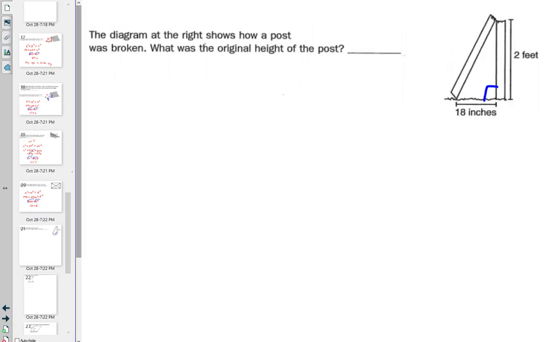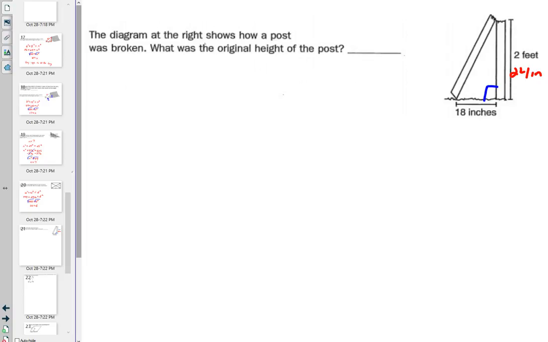Now, they don't tell us what unit they want us to end up in. Is it always easier to go to a smaller unit or a bigger unit? Smaller, yeah, because you end up multiplying, and then that way you don't get a decimal. So, how many inches are in 2 feet? 24 inches. 12.